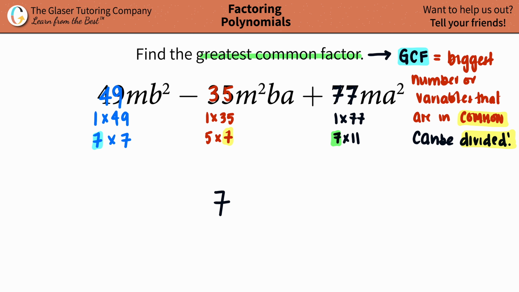So let's see. For 49mb squared, I definitely have an m here. How many m's do I have? Yeah, I only have one m, right? So maybe I'll just say, okay, we got a 1m here. In this case, we have 35m squared. So how many m's do I have here? Yeah, I got 2 m's. So maybe I'll just write M&M.